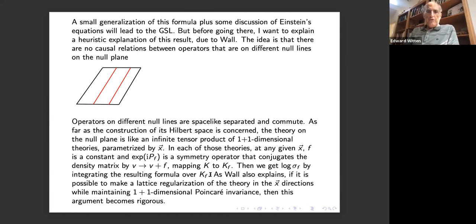So Wall explains the following. If you can make a lattice regularization of the theory in the x directions while maintaining 1+1 dimensional Poincaré invariance, then this argument is rigorous, because the treatment of the density matrix was rigorous in each 1+1 dimensional theory. So if we can really treat this theory as a limit of a lattice of 1+1 dimensional theories, then this heuristic explanation becomes rigorous.